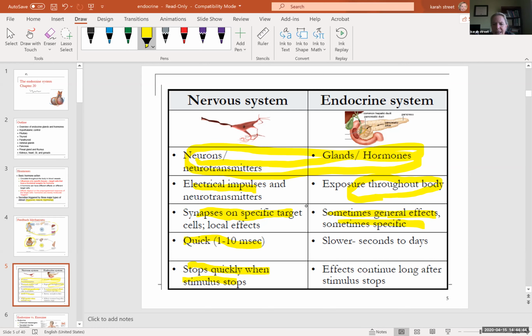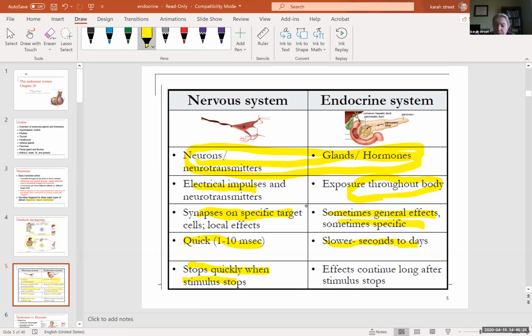Some hormones can last for weeks, months, a long time. Cortisol would be a good example of that. The endocrine system is also slower. It's slower to engage. It could take up to 45 minutes for a hormone to change the physiology of a target cell. That's the fastest acting hormone that we know of, 45 minutes. And it takes them a while to be released.